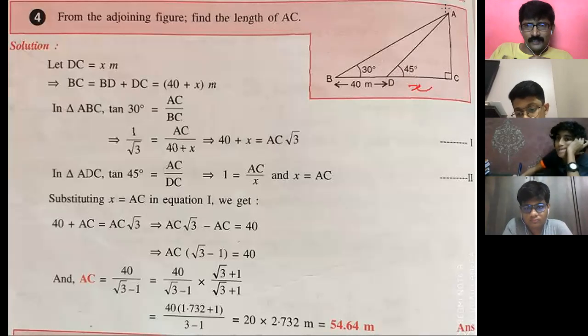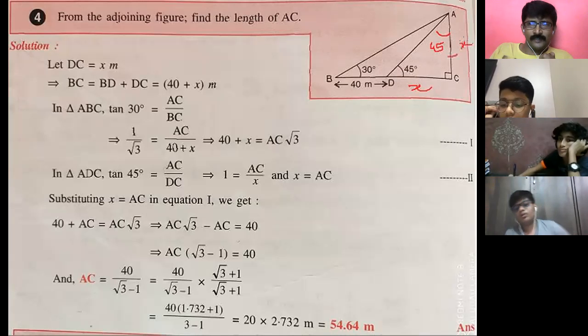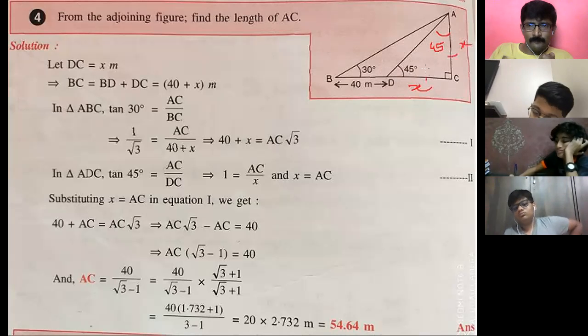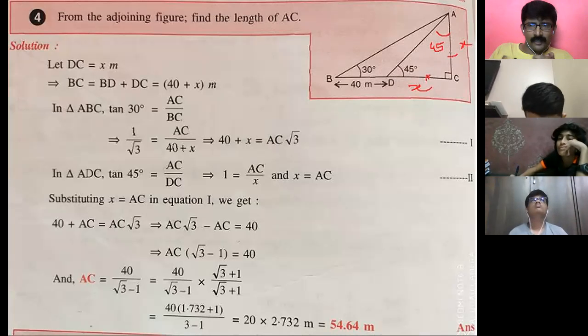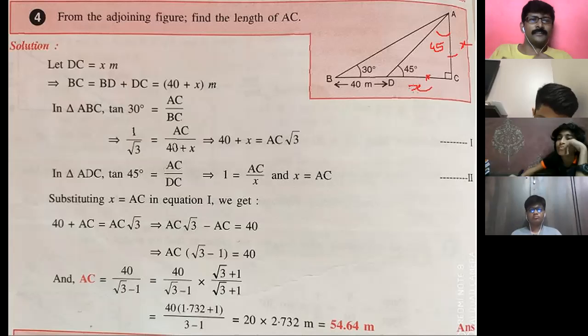So in triangle ACD, how much will angle A be? Even that will become 45, isn't it, students? So this becomes an isosceles triangle. If this is an isosceles triangle, then this AC becomes X, because if the angles are equal, then the sides opposite to them are equal, isn't it?